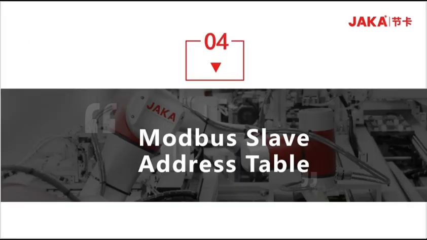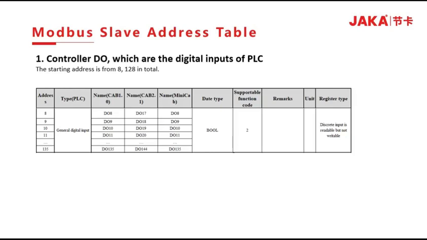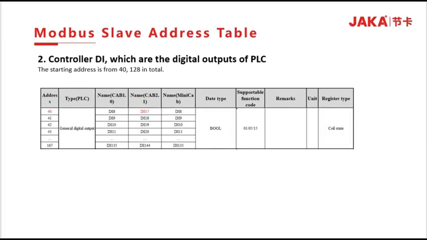Modbus slave address table. The first one is the controller I/O, which are the digital outputs of the PLC. The starting address is 8, with 128 in total. The second one, controller DI, which are digital inputs from the PLC. The starting address is 40 and there are 128 in total.